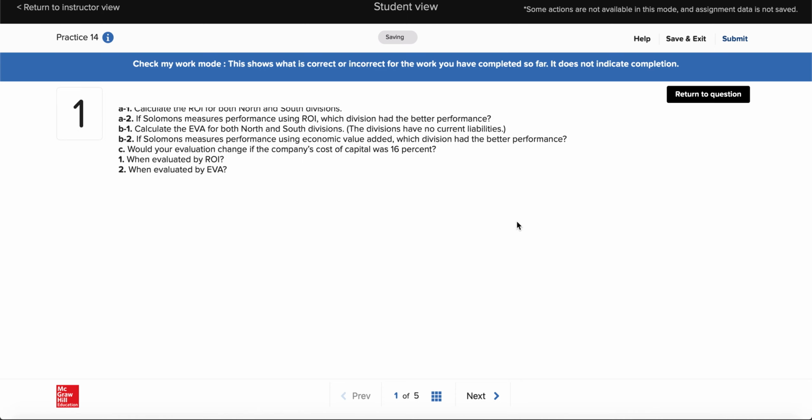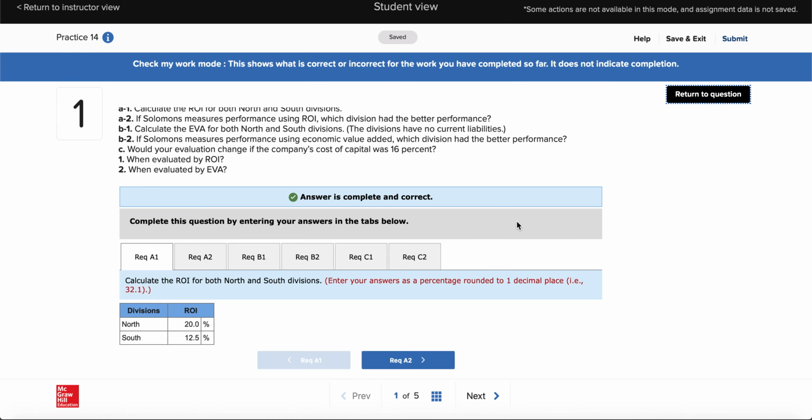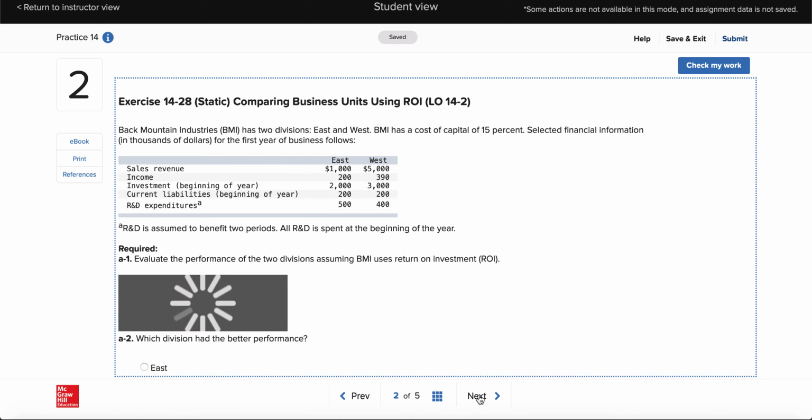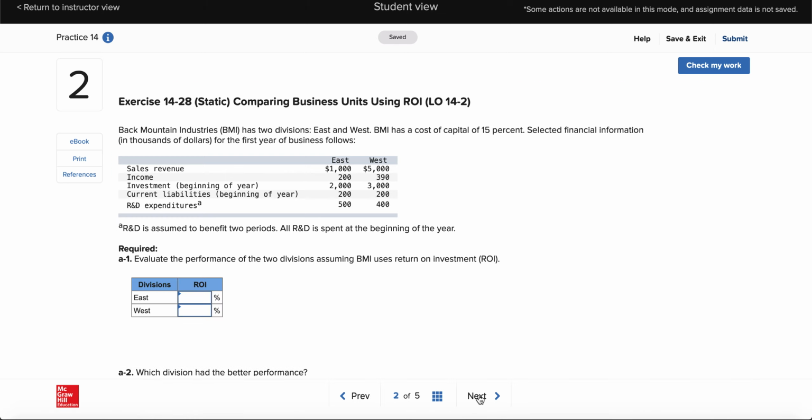Let's just check our work, make sure we're good, complete and correct. Moving on to question 2. This one has us evaluating the performance of 2 divisions using BMI, assuming that BMI is using the ROI as the investment tool. So very similar to what we did in the previous problem here. We're just calculating the return on investment by taking the income.